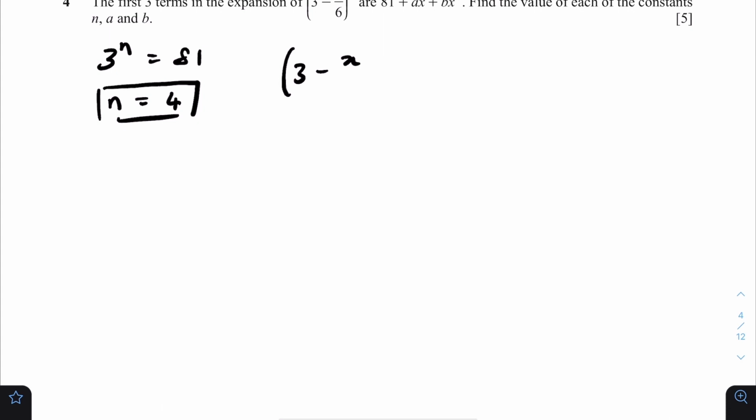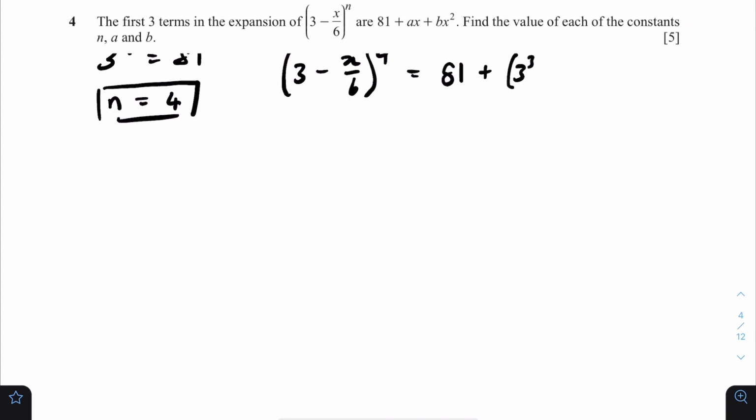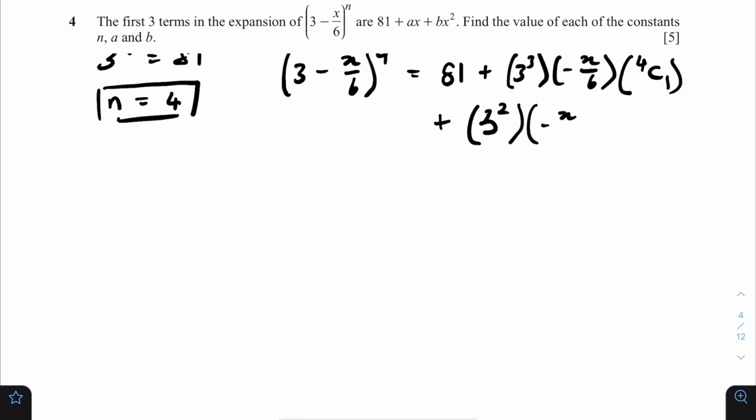So 3 minus x over 6 to the power of 4 is equal to 3 to the power of 4, which is 81, plus 3 cubed times negative x over 6. Remember that we decrease this power by 1 and increase that by 1 for each term. And then we multiply this by the combination 4c1. And then you add it to 3 squared times negative x over 6 squared times 4c2. Remember, the combinations follow Pascal's triangle. And we don't even need to go further because they only want us to look at the first three terms and compare. So we can use inspection to do this.